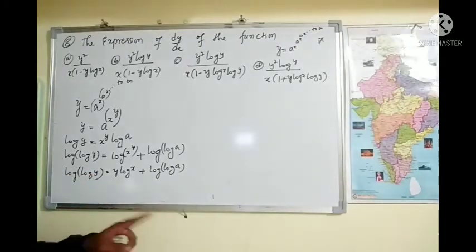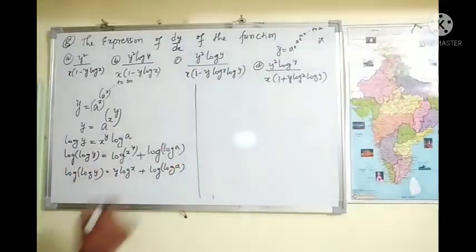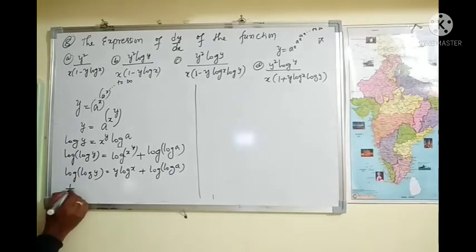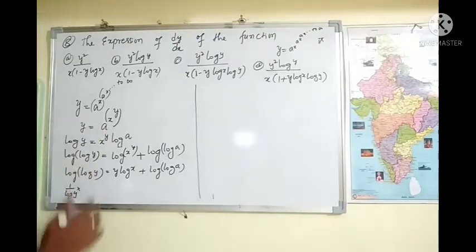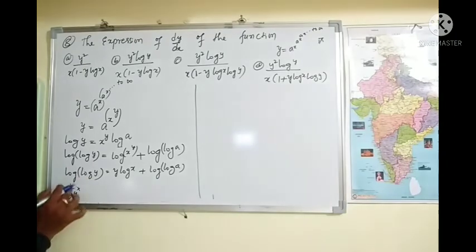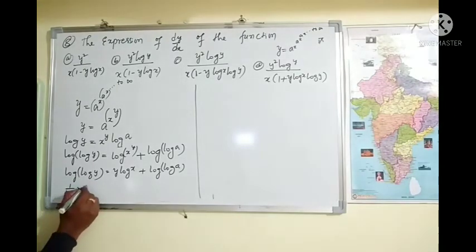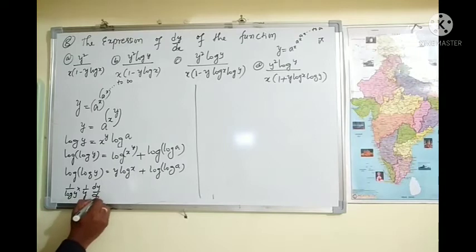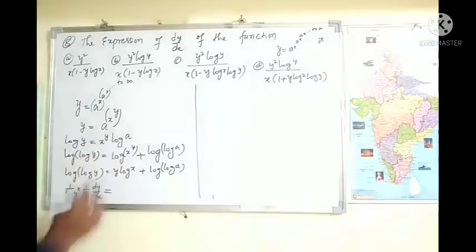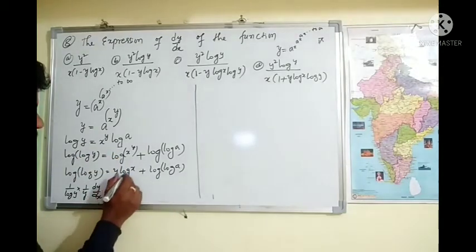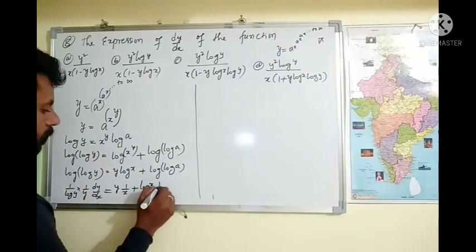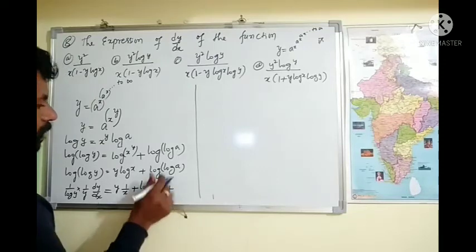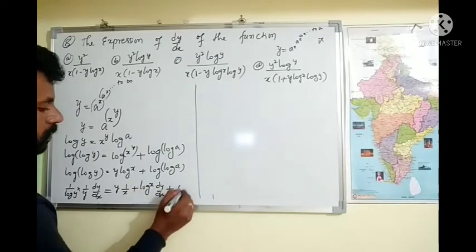Now differentiate with respect to x on both sides. The derivative of this term is 1 divided by log y, log of this function into its derivative. Derivative of log means 1 by x form. Now in the place of x we have log y: 1 by log y into the derivative of log y, which is 1 by y into dy by dx, is equal to u into v formula. Apply the product rule. y into the derivative of log x, which is 1 by x, plus log x into the derivative of y, which is dy by dx, plus the derivative of the constant term. Here we have a, the constant term, which becomes 0.